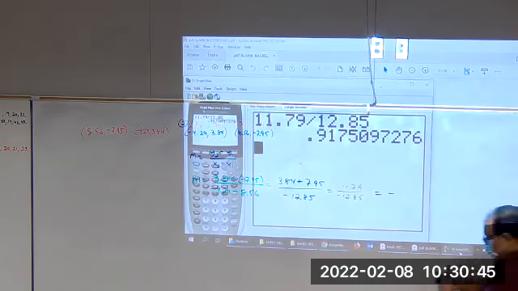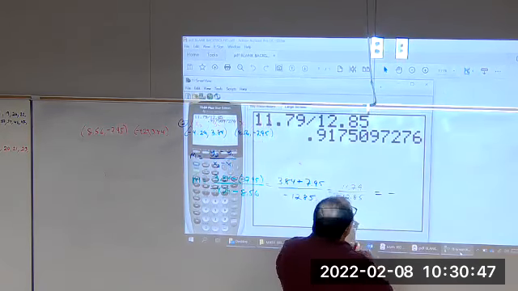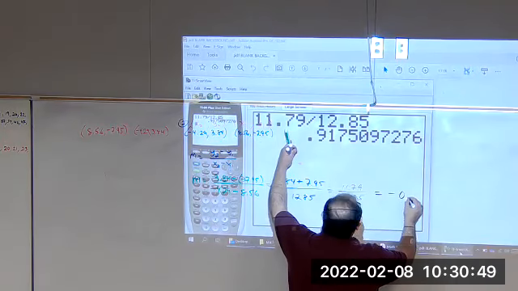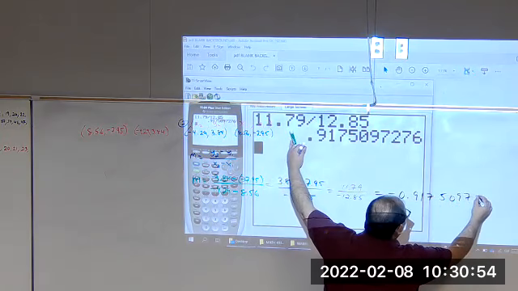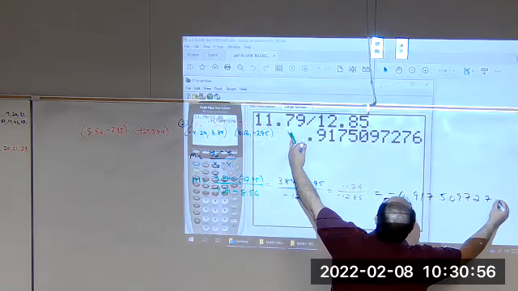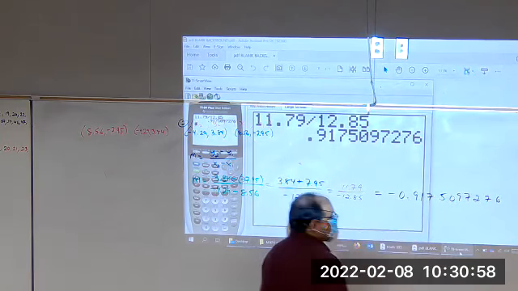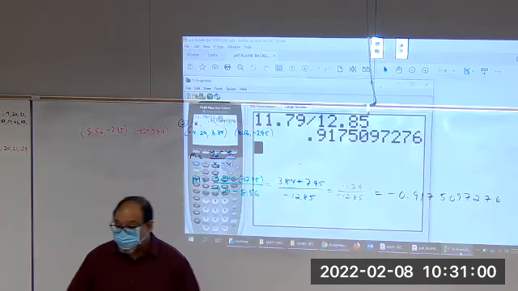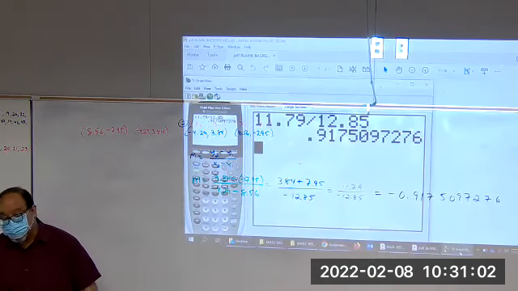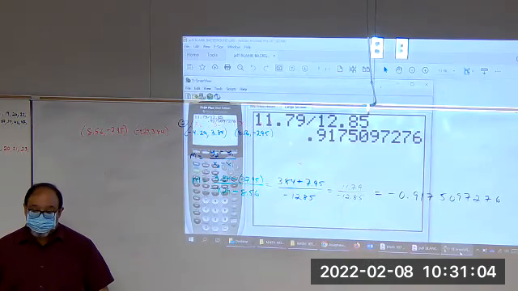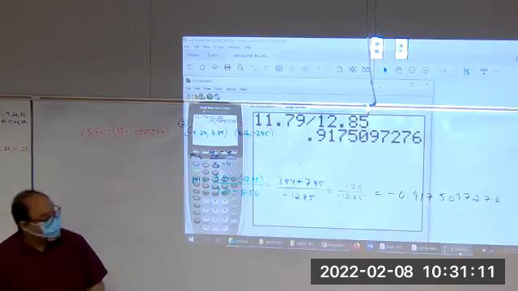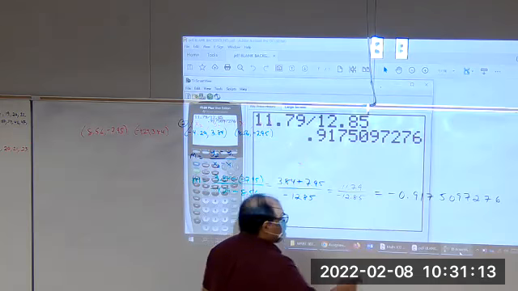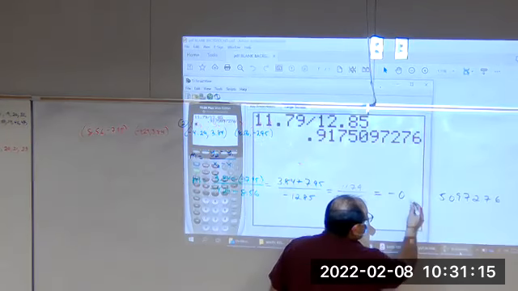So the aim, right now, my answer is negative 0.9175097276. And if I type that into my final answer, or write that in, that's wrong, because the directions say round to the nearest 100th. Round to the nearest 100th. So now, of course, I wrote it so you can see it.